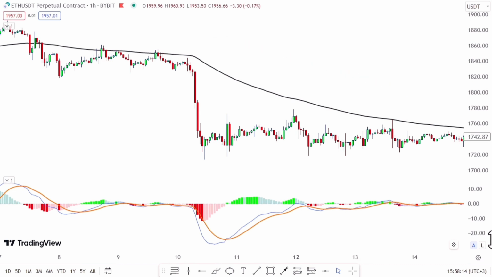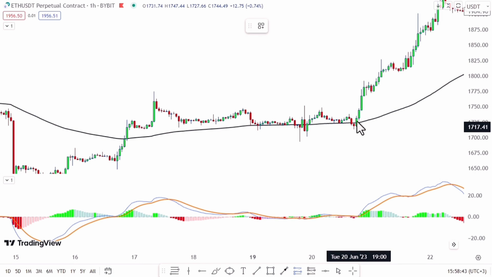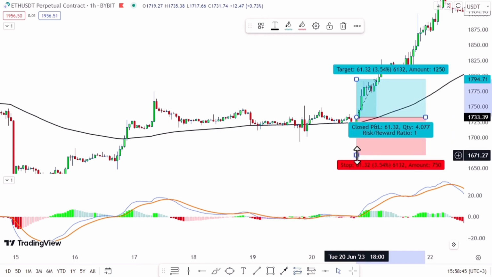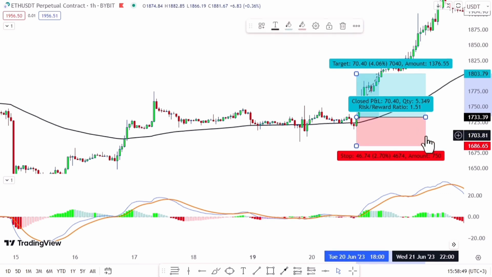Once you have identified the trend, the next step is to look for crossovers on the MACD that show the same signal as the long-term trend. For example, if the long-term trend is bullish, we only take signals when the MACD crosses over upward. For risk management, you can place your stop loss at the nearest swing low and set your profit target at a 1.5 to 1 risk reward ratio.